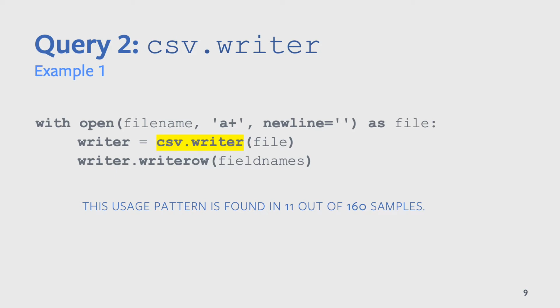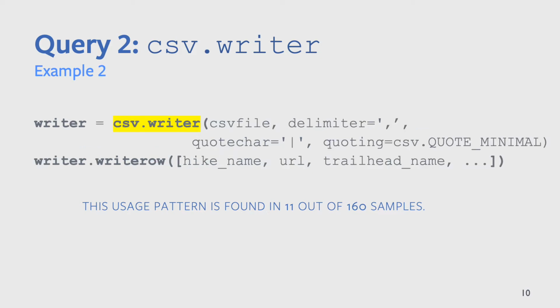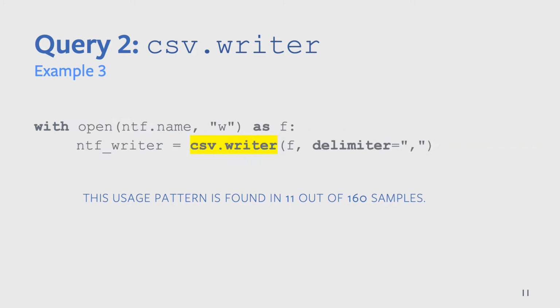This is the first example for the query csv.writer. This example shows that it is idiomatic to open a file before calling csv.writer, pass a+ as the second argument to open, pass an empty string as the argument to the optional parameter newline, and call writer.writerow after csv.writer. The second example for csv.writer shows an alternate idiom where a list of items is passed to writer.writerow. And the third example shows an idiom where an argument is provided for the optional parameter delimiter.